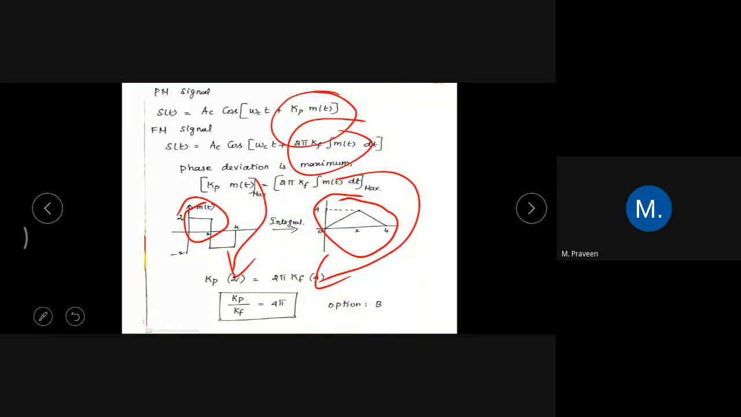Once again I explain: they gave two signals, phase modulated as well as frequency modulated. We can take both the signals and equate the phase deviation alone at the maximum level. In the phase modulation it is the ordinary message, in the frequency modulation it is the integral of the message, and if I do the integral of a square waveform I will get a triangular waveform. So the ratio is 4 pi.